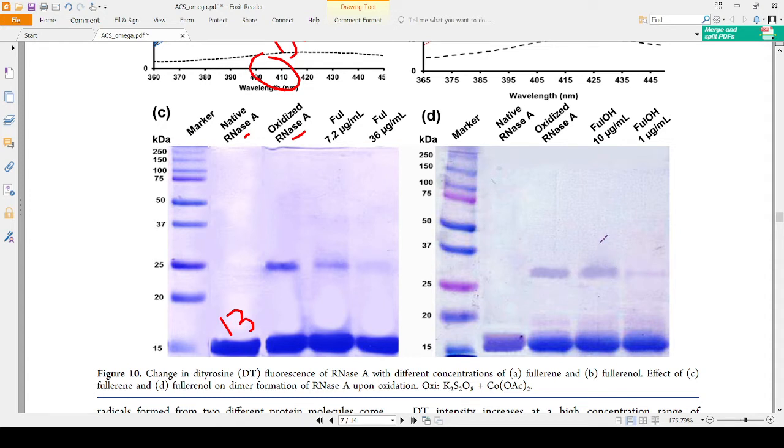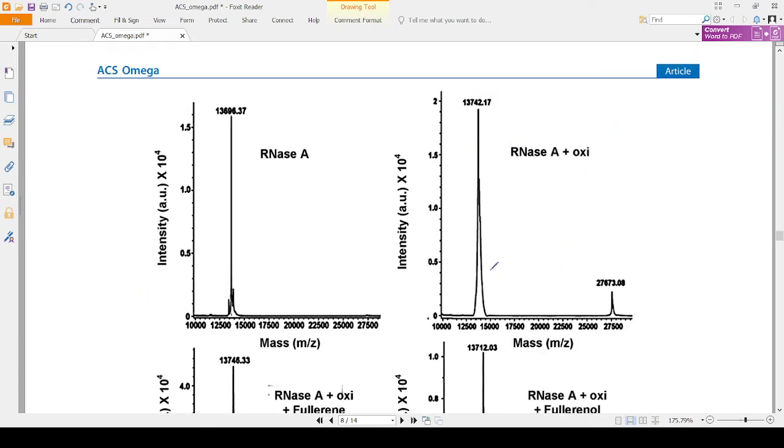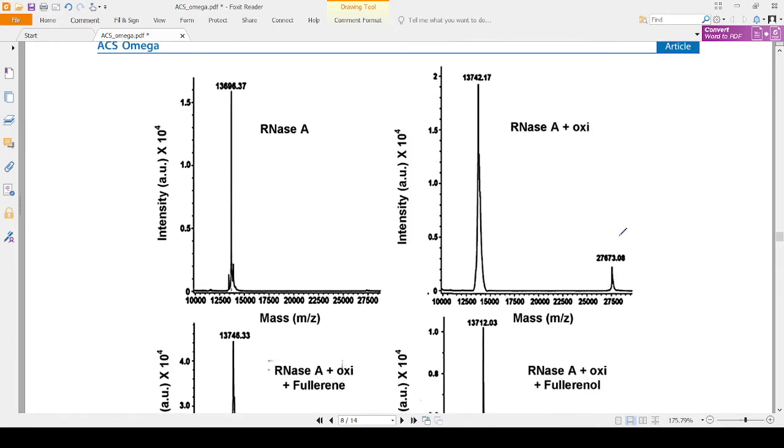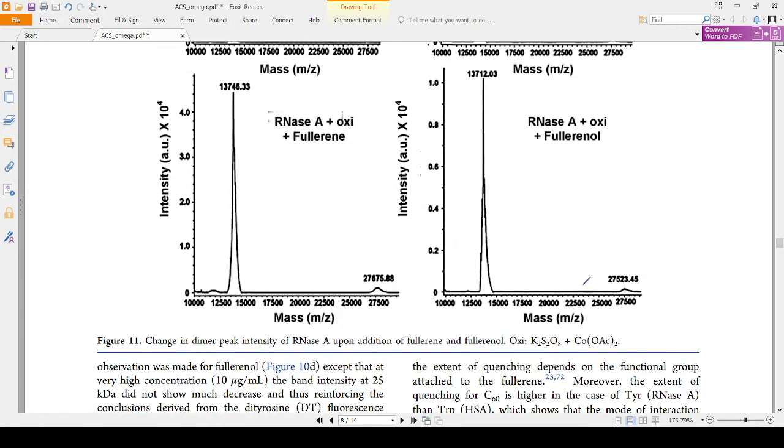From this, it can be observed that although both fullerene and fullerenol can inhibit the dityrosine formation, fullerenol is effective at lower concentration, but fullerene shows a concentration dependent decrease in dityrosine formation. They have also used a MALDI-TOF experiment to show the dityrosine formation. This is a native RNase A, and the dityrosine formation leads to a protein dimer, which is around 27.6. However, the peak intensity of the protein dimer decreases in presence of fullerene as well as fullerenol.